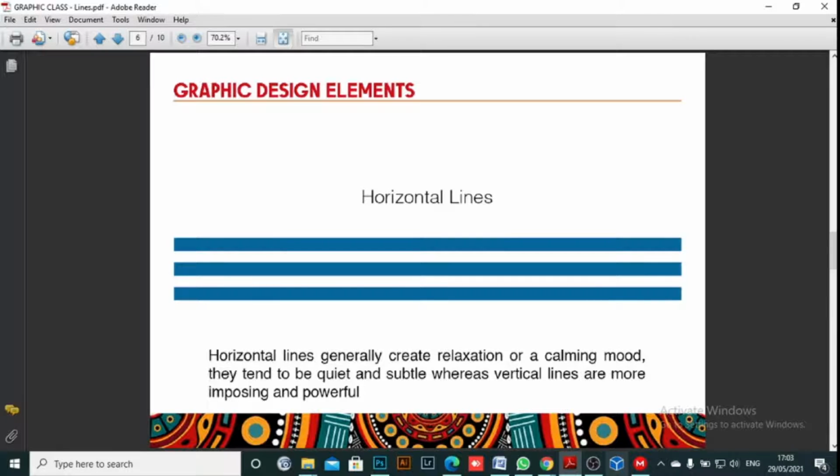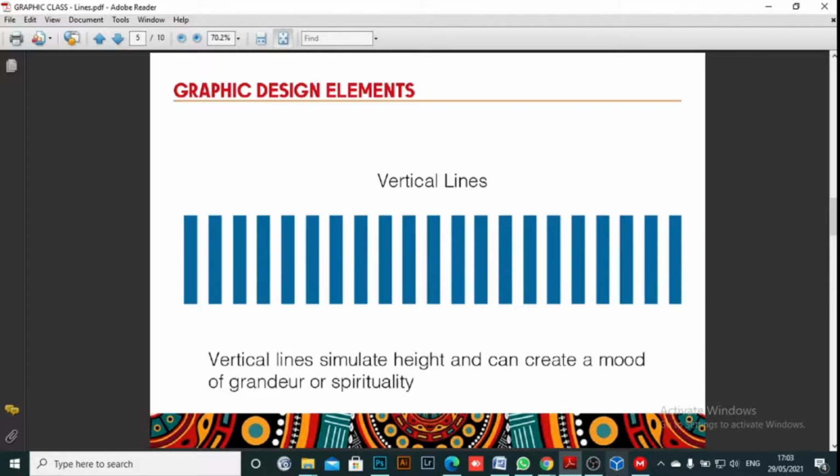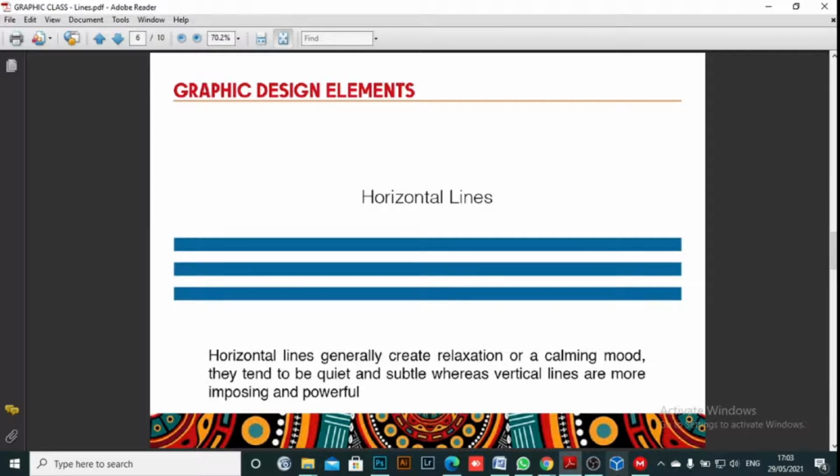The next one is the horizontal lines. Horizontal lines generally create relaxation or a calming mood. They tend to be quiet and subtle, whereas vertical lines are more imposing and powerful. Unlike the vertical line, horizontal lines are subtle. It creates a kind of relaxed feeling, or a calm mood.